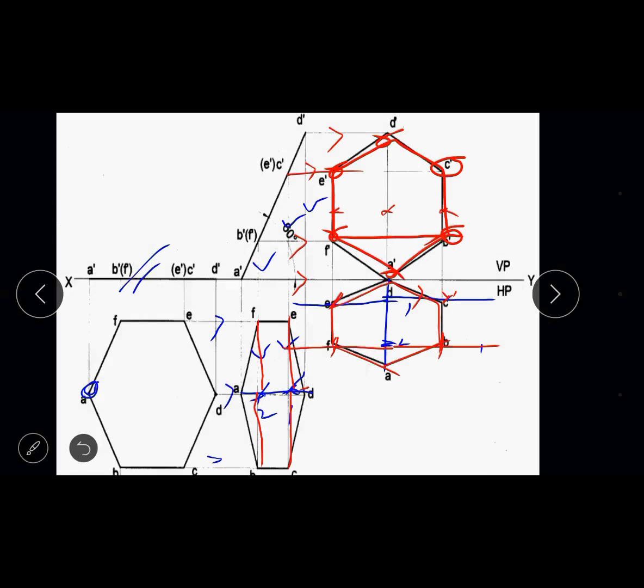So mark all those 6 locus lines, and then join those corners in step by step order: A dash to B dash, B dash to C dash, C dash to D dash, D dash to E dash, E dash to F dash, and then finally from F dash to F. So this completes the problem.